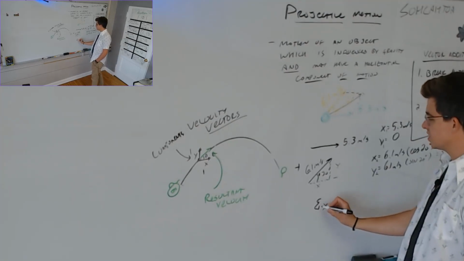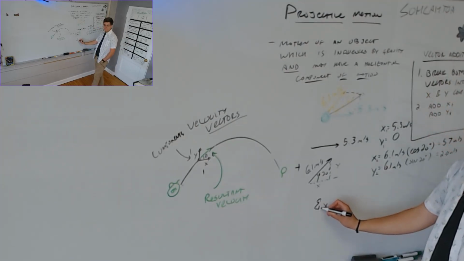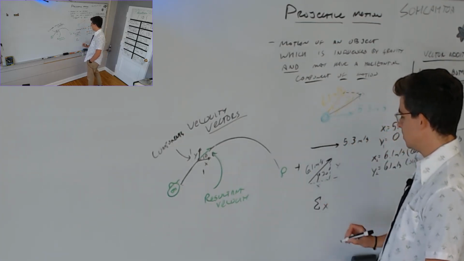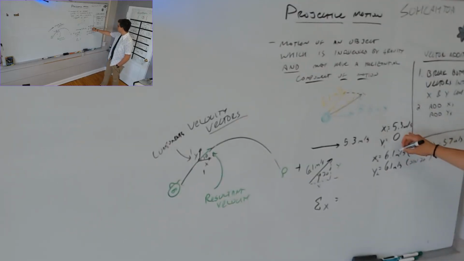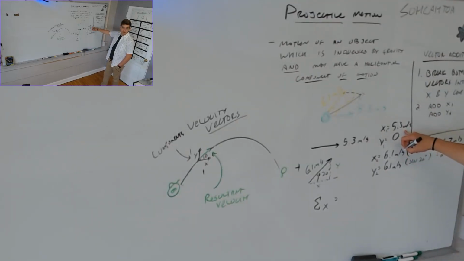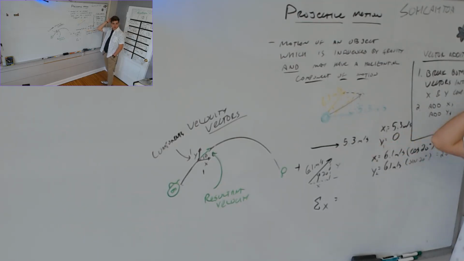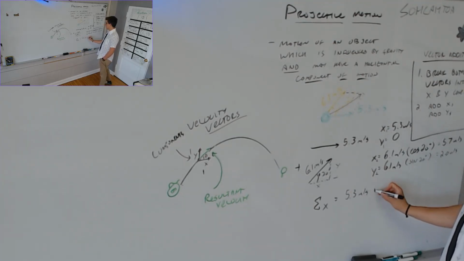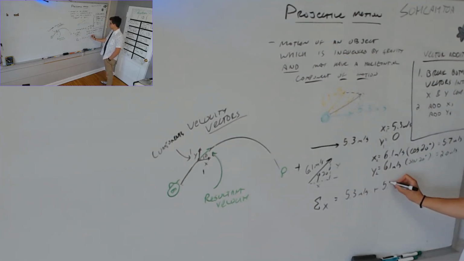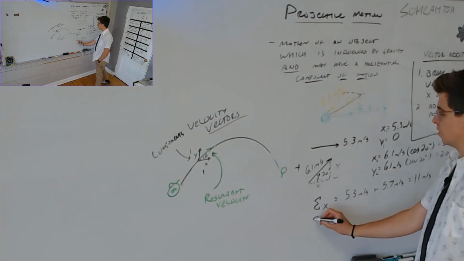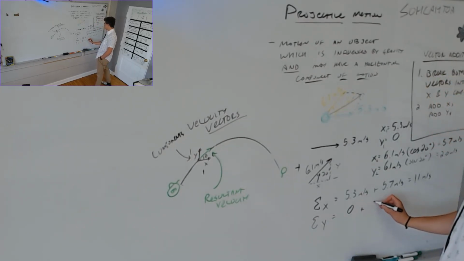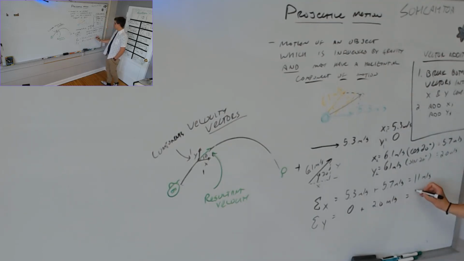So the sum of the x, you know what this symbol means? We've seen this before. It's capital Greek sigma. I hope you've seen it before. And it means sum of. So sum of the x, we just add them up. What was the x component of our first vector? 5.3 meters per second. What's the x component of the second vector? 5.7 meters per second. The sum of the x is 11 meters per second. For sum of the y, this one should be easy, 0 plus 2.0 meters per second. What's the sum of the y?